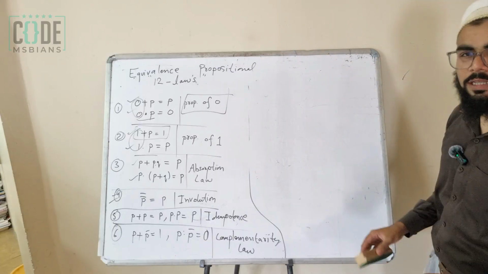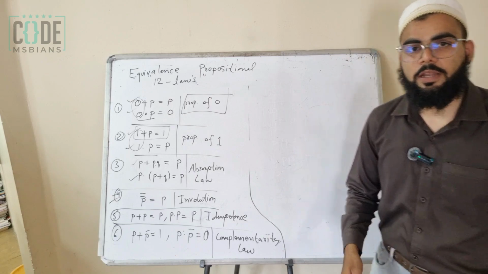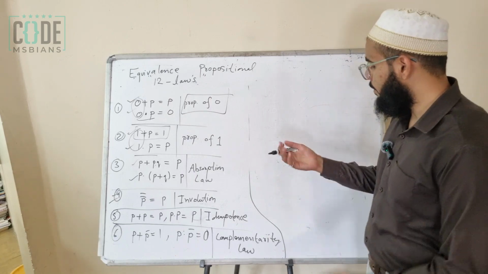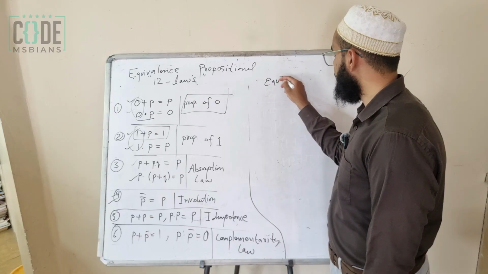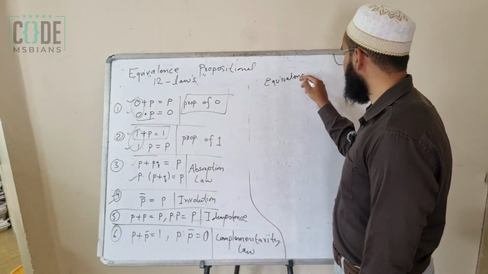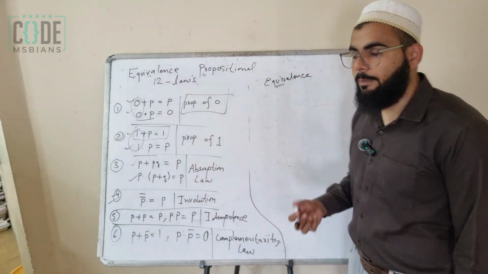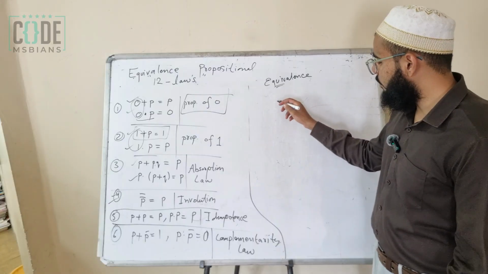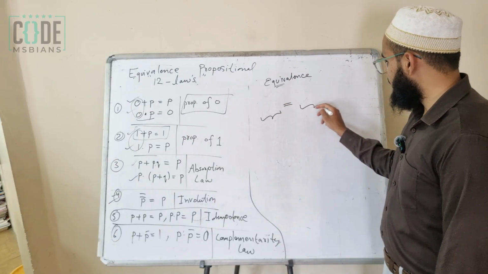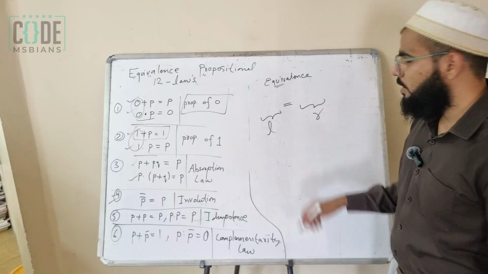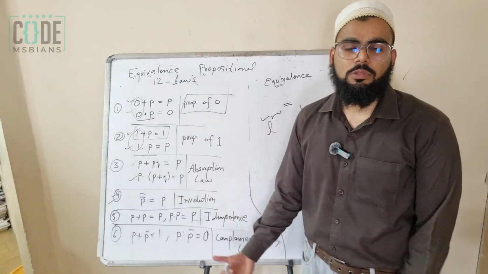Now between the lecture I will also give you some definitions. For example, when I say equivalence, from the word equivalence, equal, that is what we can grab out. So for example, if I want to check two sides, say this is the left side and this is the right side, whether they are equivalent or not, I can use the equivalence.